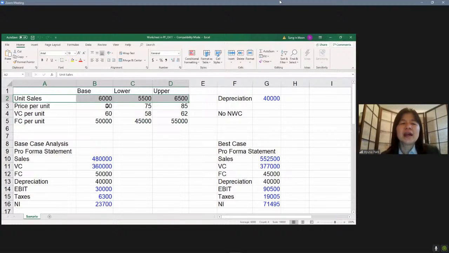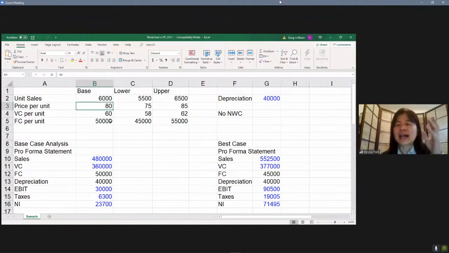And similarly, how much will be the price? So 80 is the most likely estimate, but it can be lower at 75, or the highest can become very high. So suppose demand for this new product increases sharply. So for example, home improvement products during this pandemic sell very well. So in that case, price may go up. So price per unit can increase to up to 85.